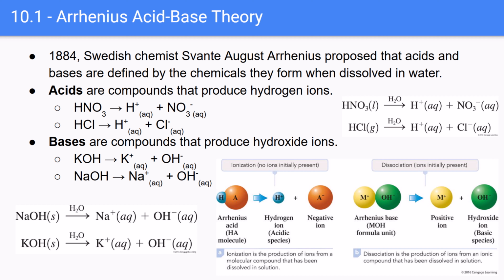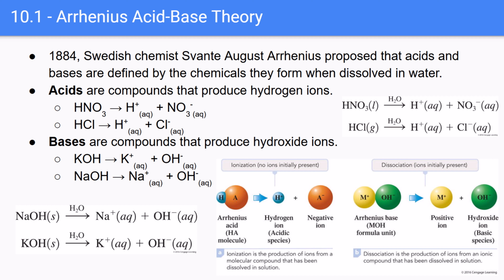So for example, KOH, if you were to put it into water, will dissociate into K+ and OH- ions, the OH- being the hydroxide ion. And it's the same with NaOH. It will dissociate into Na+ and OH-.